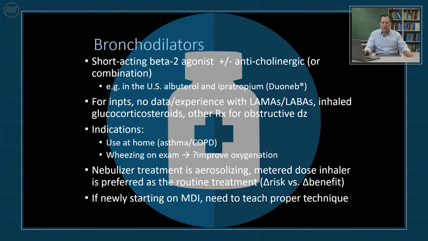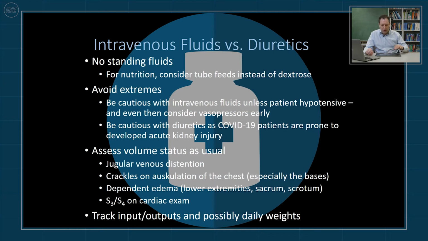the proper inhalation technique. The second unspecific treatment is intravenous fluids versus diuretics. Standing fluids are not recommended. For nutrition, consider tube feeds instead of dextrose. Avoid extremes. Be cautious with intravenous fluids unless a patient is hypotensive. And even then, consider early vasopressors.